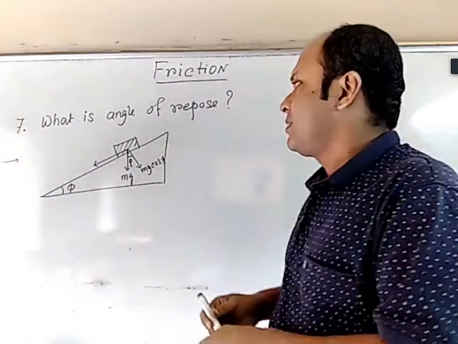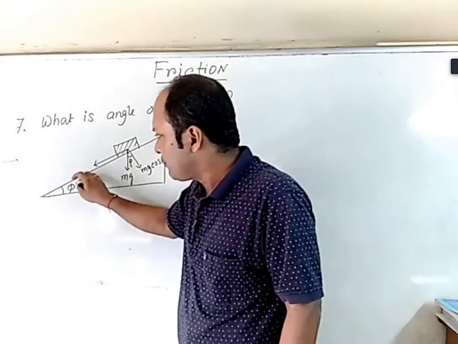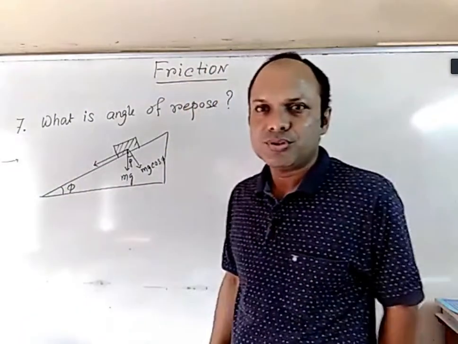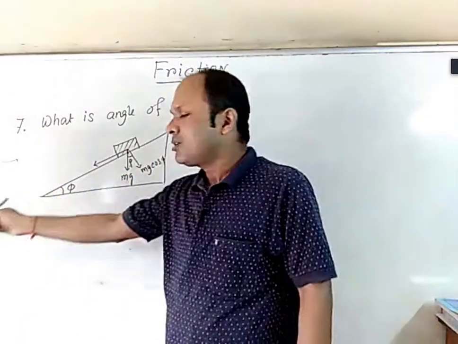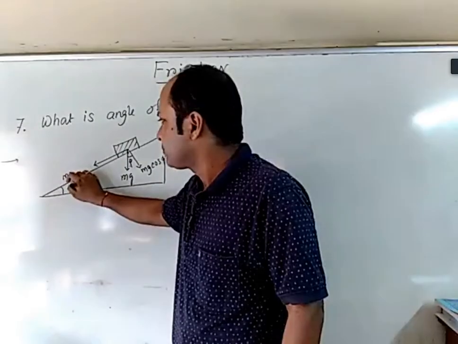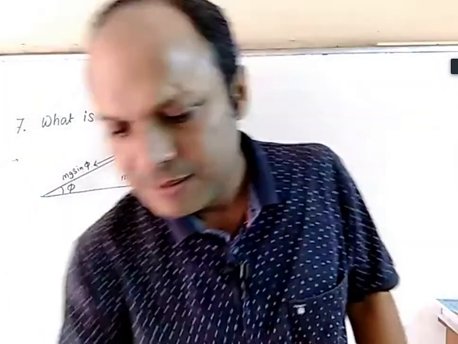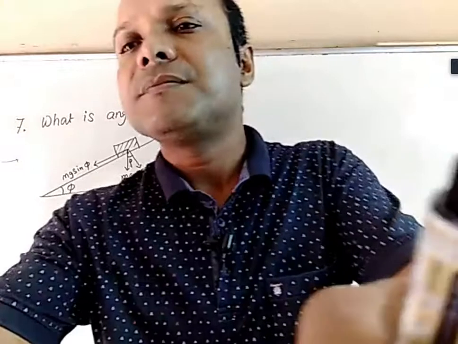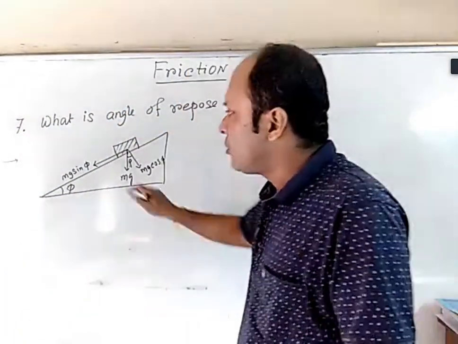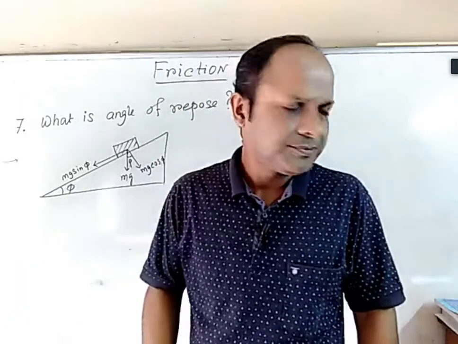You can define it in both ways. Now, anyone can tell me what is the component of the force along the inclined plane, which is the responsible amount? Sir, mg sin phi. Right. Shweta, very good. Now, mg sin phi is the responsible force to move the object in a downward direction.